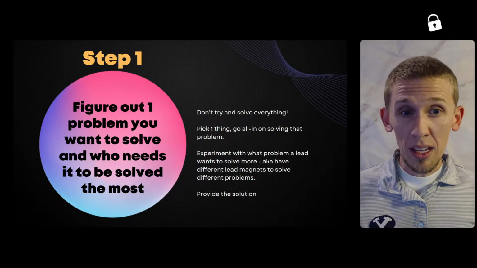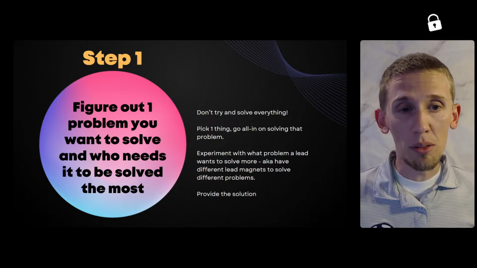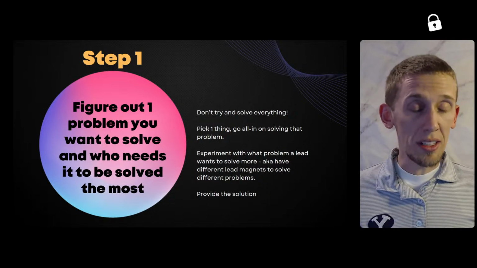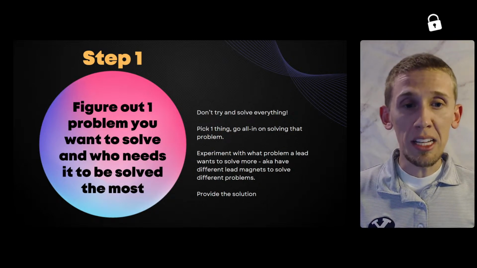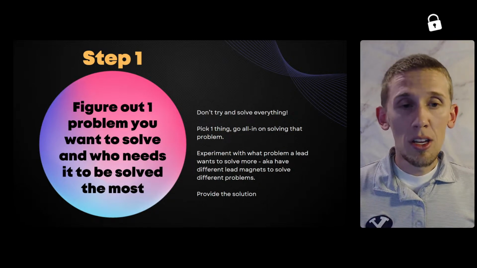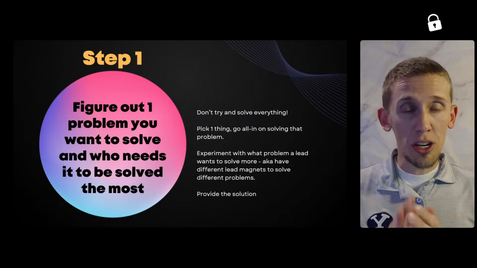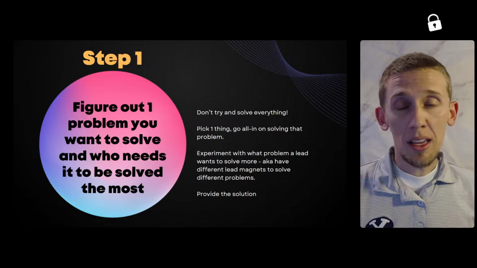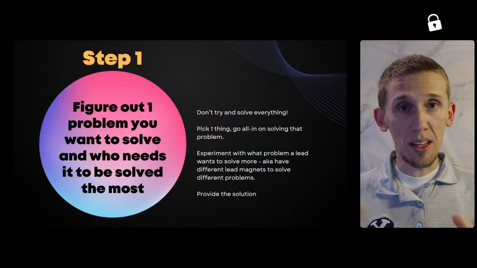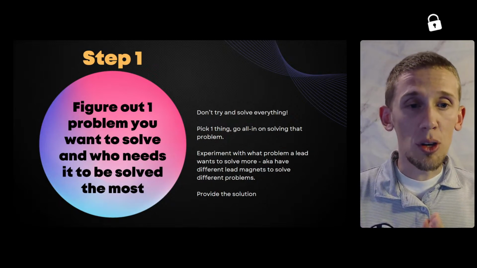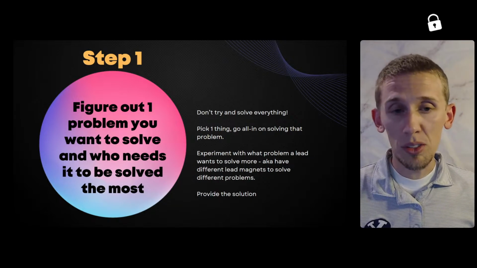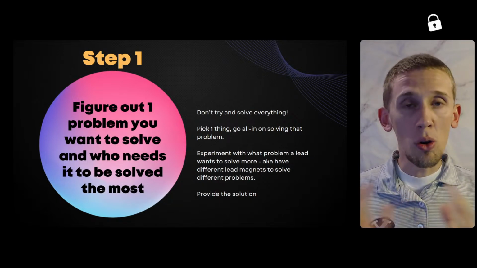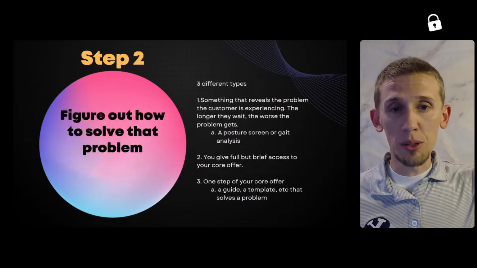So you're going to pick one thing, and then you're going to go all in on solving that one problem. One thing to note, and one thing that's fun to experiment with, is what problem that lead magnet or that lead wants to be solved. So if they have a whole bunch of issues, you're going to experiment with what exactly is best for them and what exactly they will convert better with. So what you'll want to do is have a lot of different lead magnets to solve a lot of different problems. And remember, your whole goal with your lead magnet is to provide the solution.